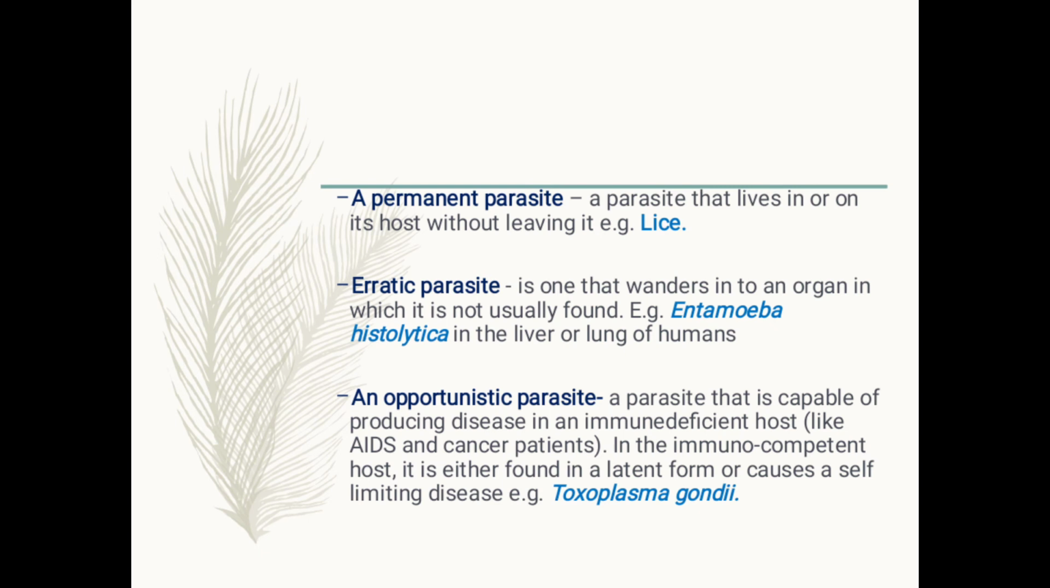These are parasites that wander into an organ in which they should not be, and they are not easily found. Take for example when Entamoeba histolytica enters an organ like the liver. It will be very difficult to diagnose and to find these parasites. Then we have another type known as the opportunistic parasite. These are parasites that are capable of producing disease in immunocompromised people. Take for example those who have AIDS or cancer. An example is Toxoplasma gondii.